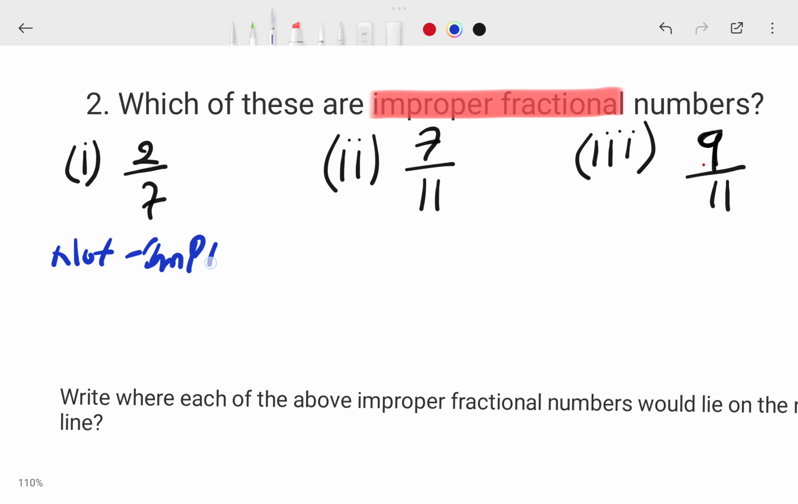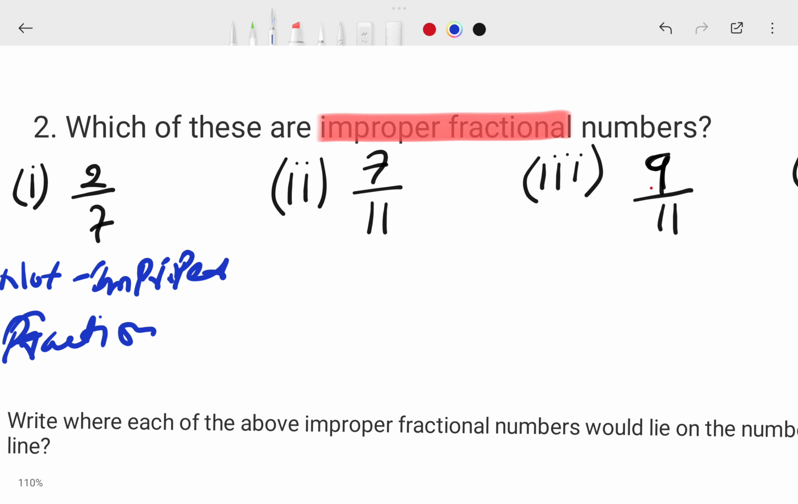This is not an improper fraction. Okay, right, because my pen is not working here. Improper fraction. Okay, once you write. Okay, right, here let's see.